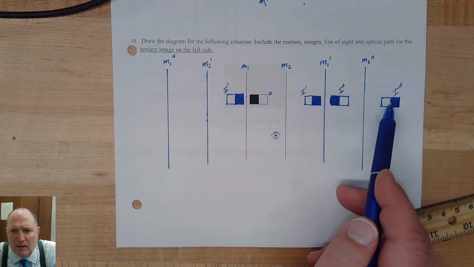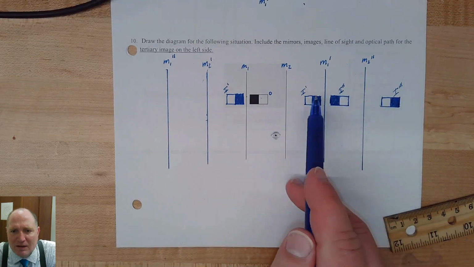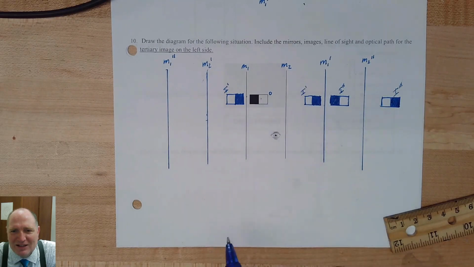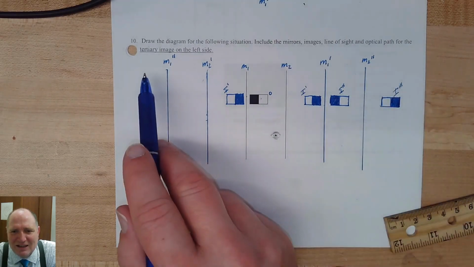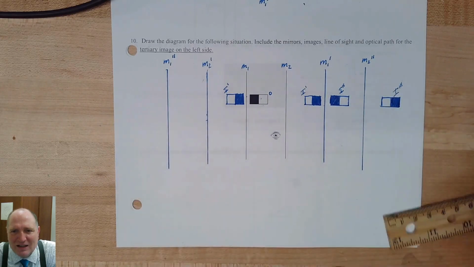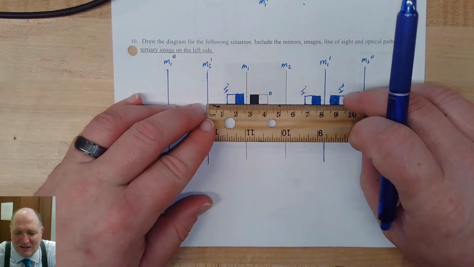And our tertiary, which is a reflection of a reflection of a reflection of the object. Now, we were told we need to draw to the tertiary image on the left side. So we have a little more drawing ahead of us. I'm going to fast forward again.